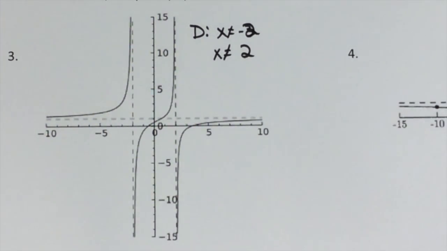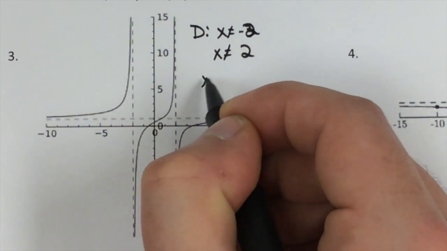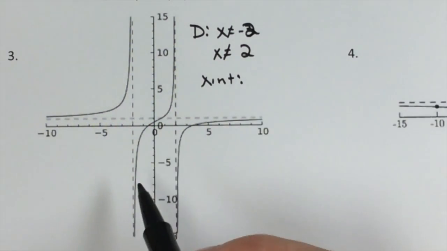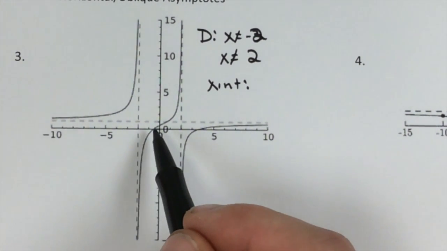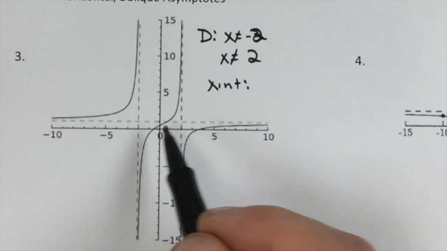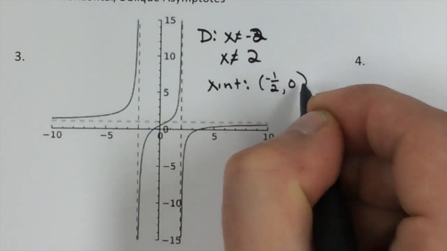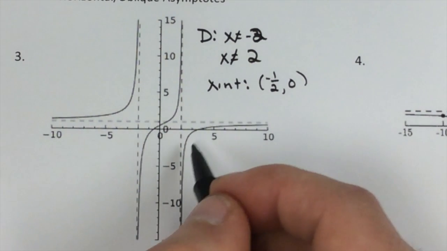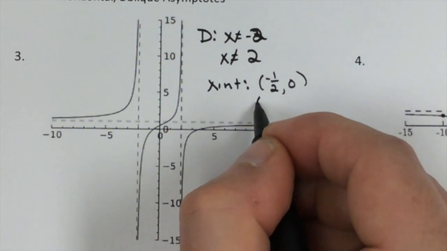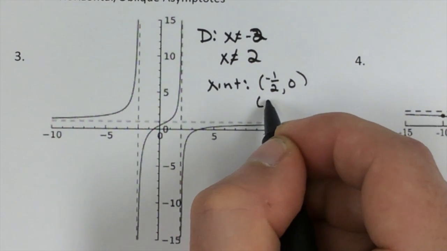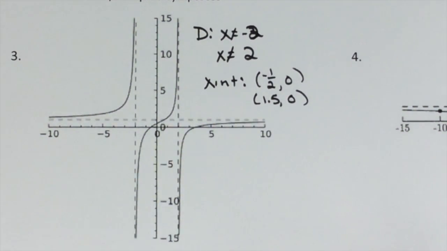There's my domain. How about my x-intercepts? Well, it looks like it doesn't cross the x-axis here. It crosses the x-axis at about -1/2. So I have -1/2, 0, nowhere else. And then it crosses right about at 1.5. So I have 1.5, 0. So there's my x-intercepts.